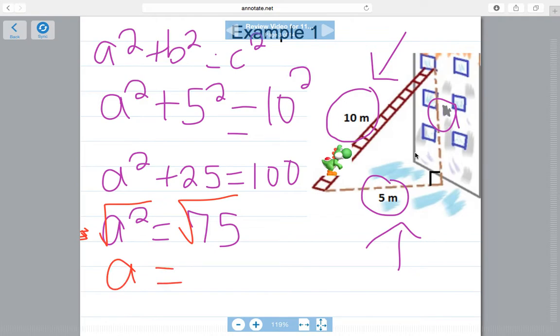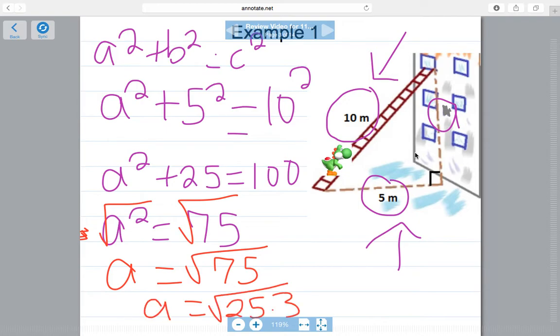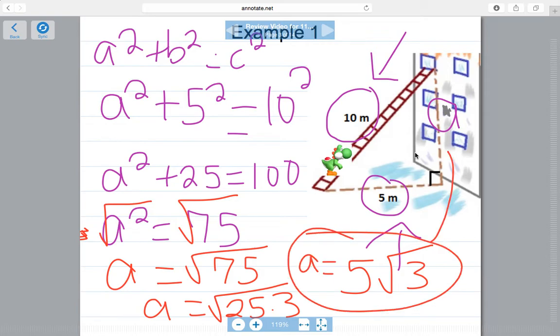And then we'll have the square root of 75. But remember, going back to section 11.1, you need to simplify that. So inside of 75, we have 25 times 3. So the square root of 25 is 5, and then we're still left with the square root of 3. So that's our A value, 5 square roots of 3.